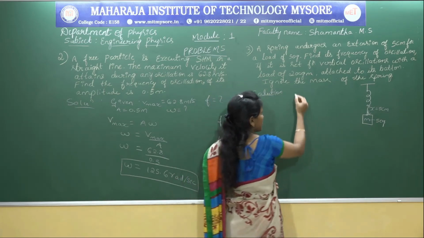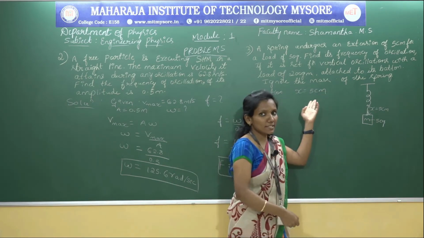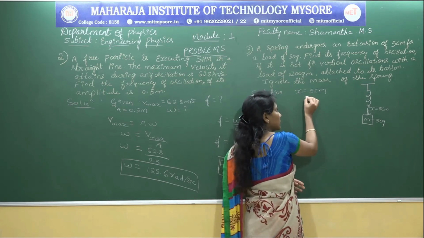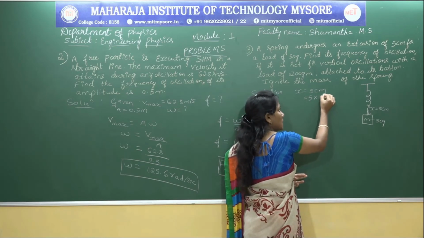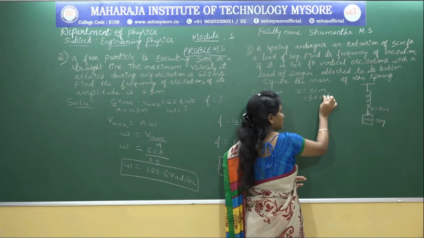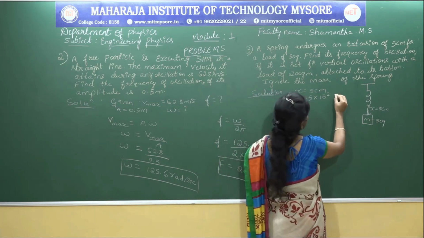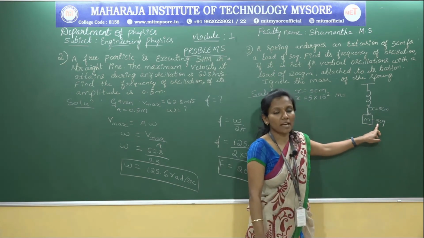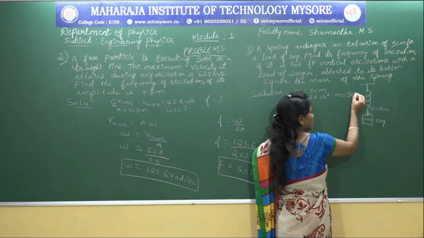So what is given? Extension is given, that is how much? 5 centimeter. If the value is in terms of centimeter, first we have to convert into meter. So if we convert this into meter, then we get x is equal to 5 into 10 to the power of minus 2 meter. And what is the weight? m is equal to 50 gram, and if it is in gram, then we have to convert this into kg.